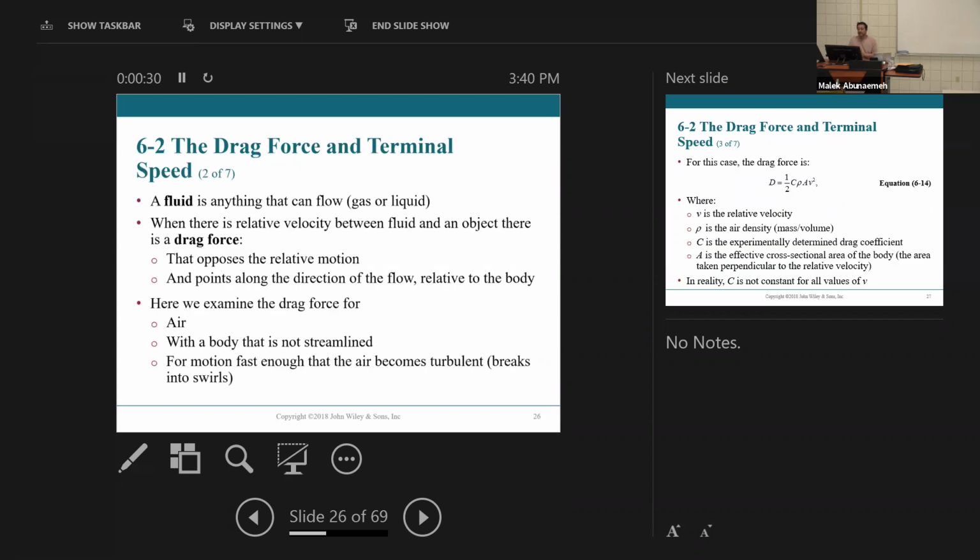Now, a fluid is anything that can flow. You were talking about either gas or liquid. When there's a relative velocity between fluid and object, there's something called a drag force. Now, the drag force opposes the relative motion and points along the direction of the flow relative to the body.